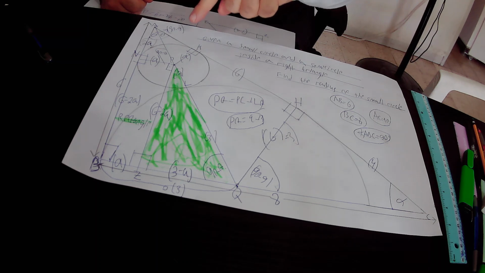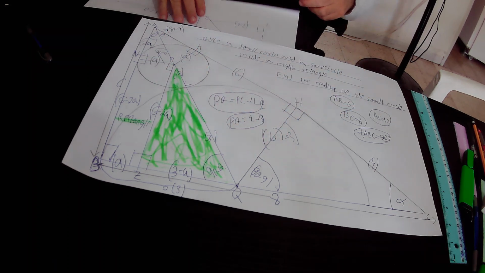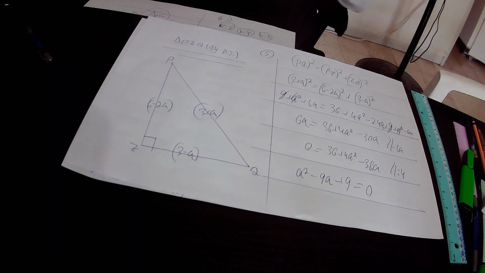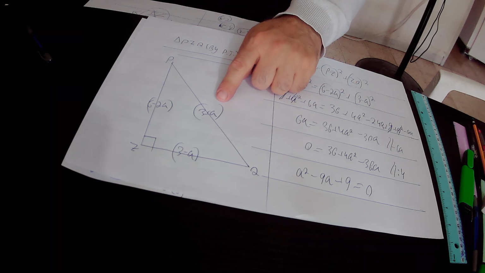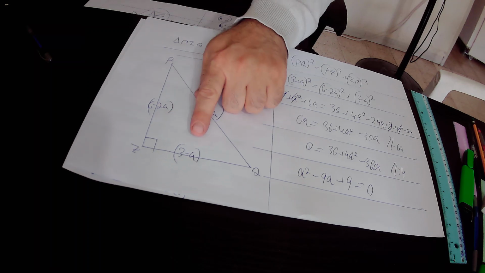In the next step, I copied this green right triangle in a new page, and we implemented the Pythagoras theorem on this right green triangle PZQ. So actually, this is the right green triangle PZQ that I copied from the original drawing. I repeat again that the hypotenuse PQ equals 3 plus A, PZ equals 6 minus 2A, and ZQ equals 3 minus A.